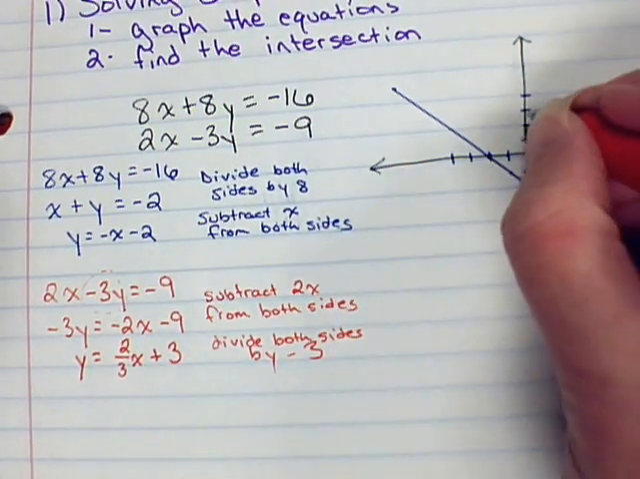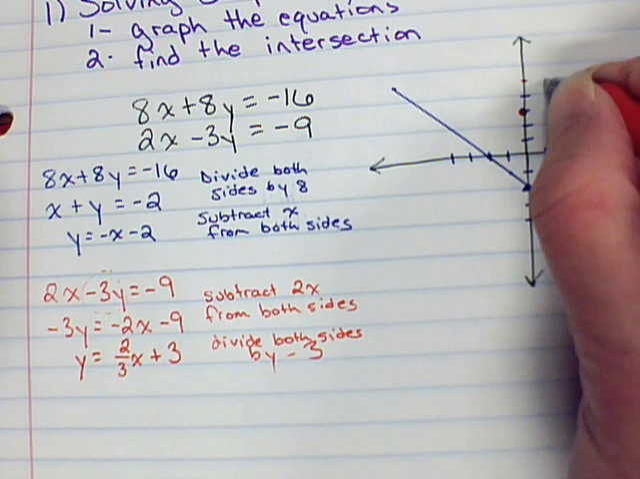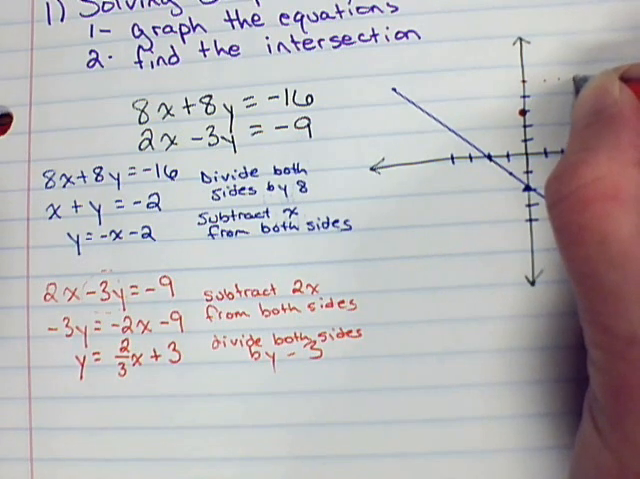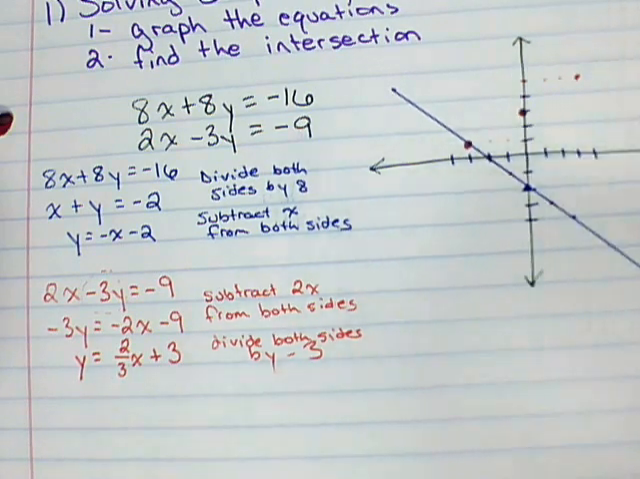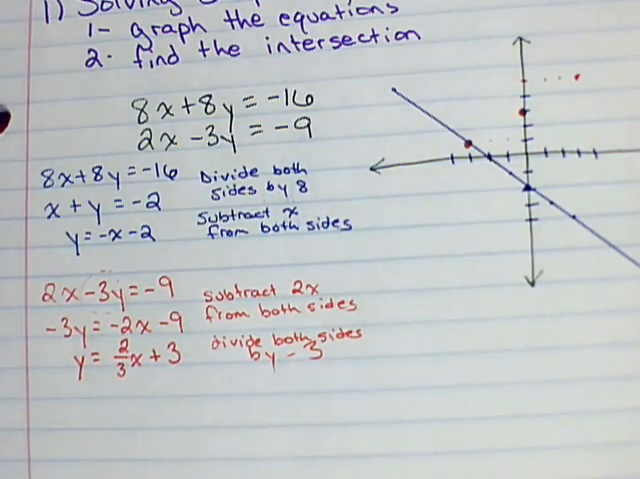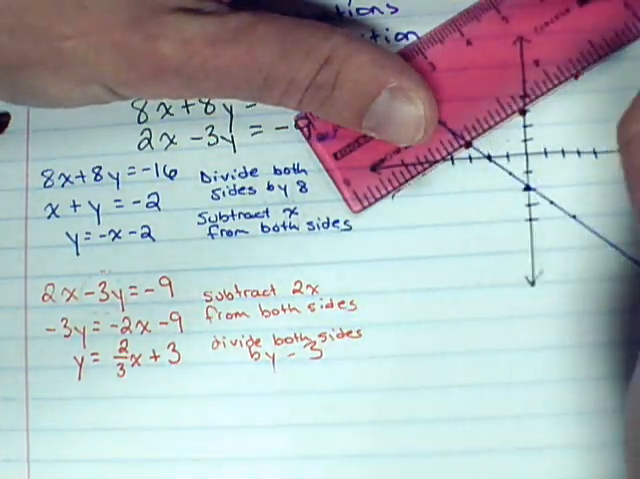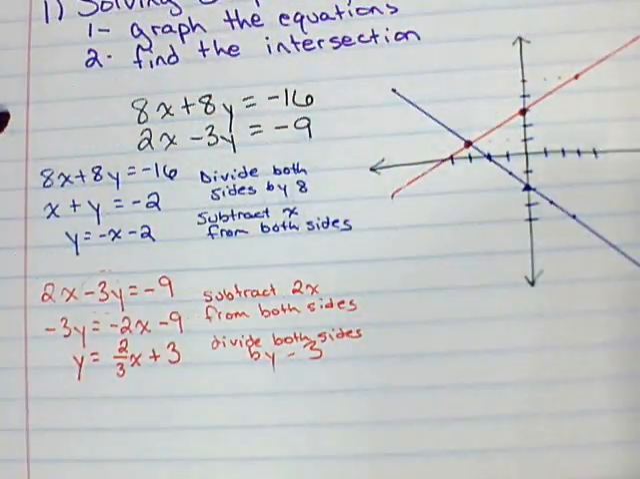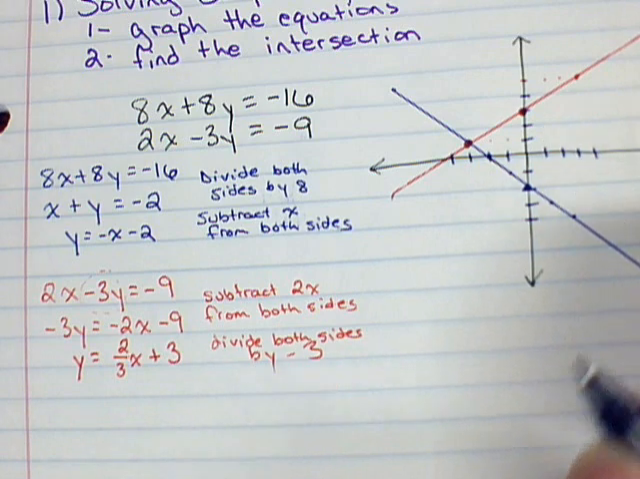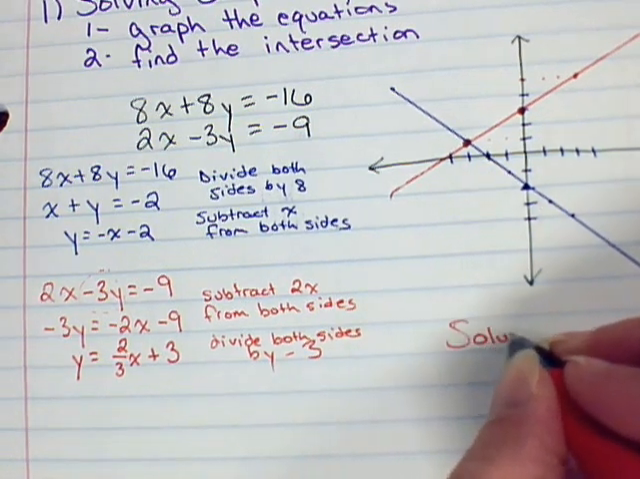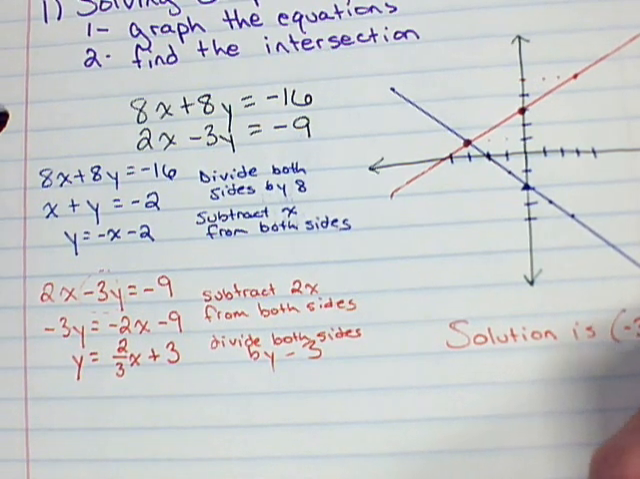So, y-intercept's at negative 3. Slope is 2/3. That's up 2, over 3. Or even down 2 and back 3. Ooh! I see where they intersect. Now, if I had actually had graph paper, it would be a lot easier. This looks like it's at negative 3, 1. So the intersection, the solution, looks like it's at negative 3, 1.